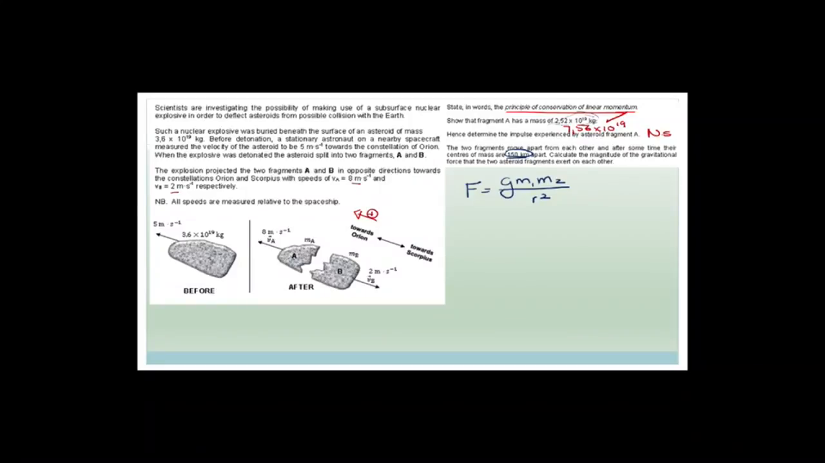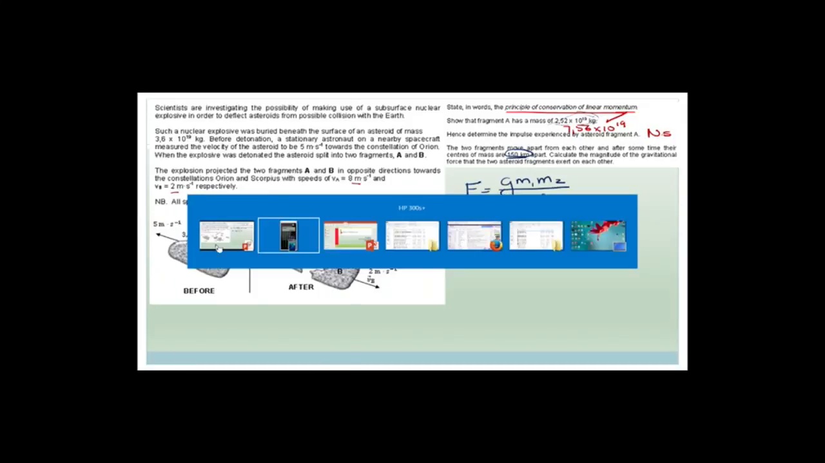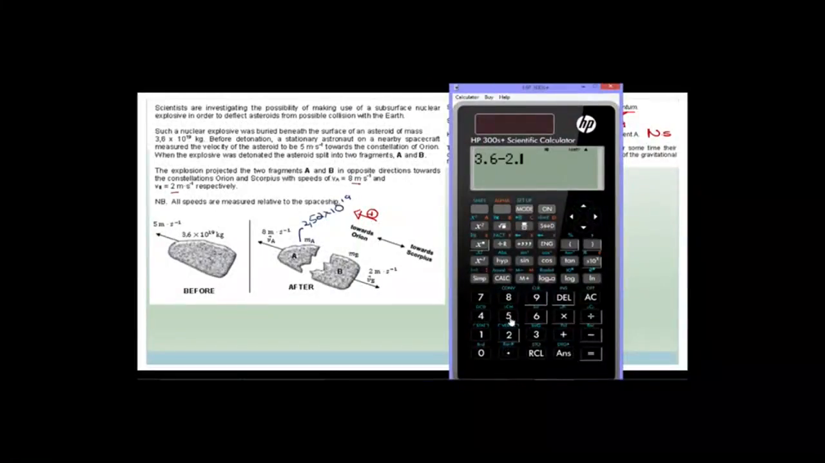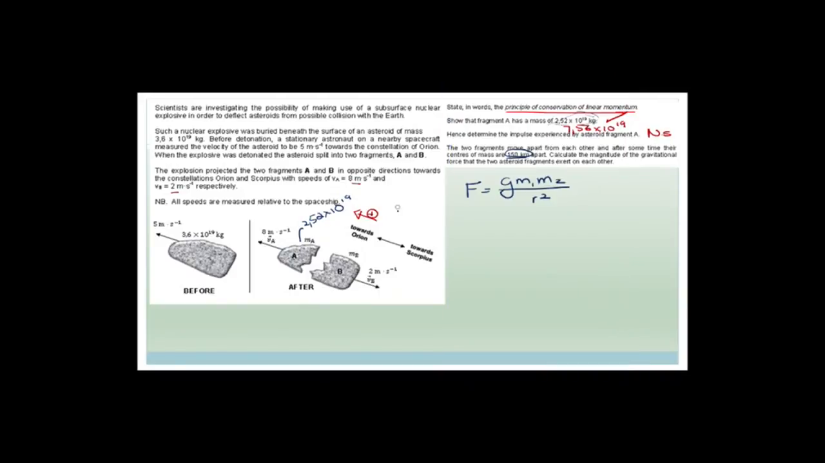So first things first, we're going to work out what the other mass is, the other part of it, since this one's mass is 2.52 times 10 to the 19. But we started at 3.6 times 10 to the 19. So all we have to do is say 3.6 minus 2.52, and we end up with 1.08. So this is 1.08 times 10 to the 19 kilograms. Okay, and then the next thing we need to do is convert this 150 kilometers to meters. So 150 kilometers equals 150,000 meters, because there are 1,000 meters in a kilometer.